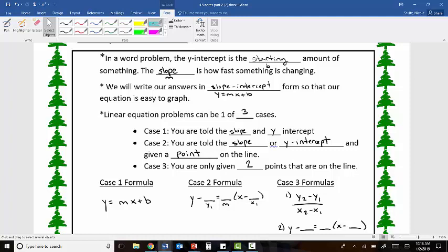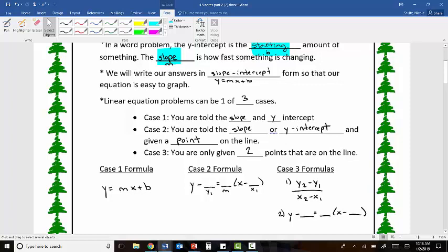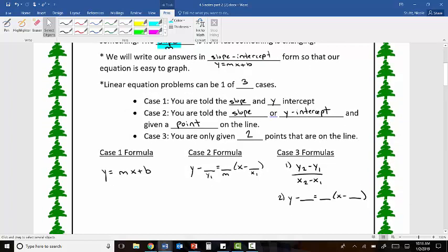is the starting amount. Whether you start in debt or with money, for example, that would be a y-intercept. And then the slope is usually with the word per or for each, for every, something like that. And that's how fast the object is changing over time. You want all of your final answers to be in slope-intercept form. That's really important. That means I want to see it as y, mx, and b in that order.